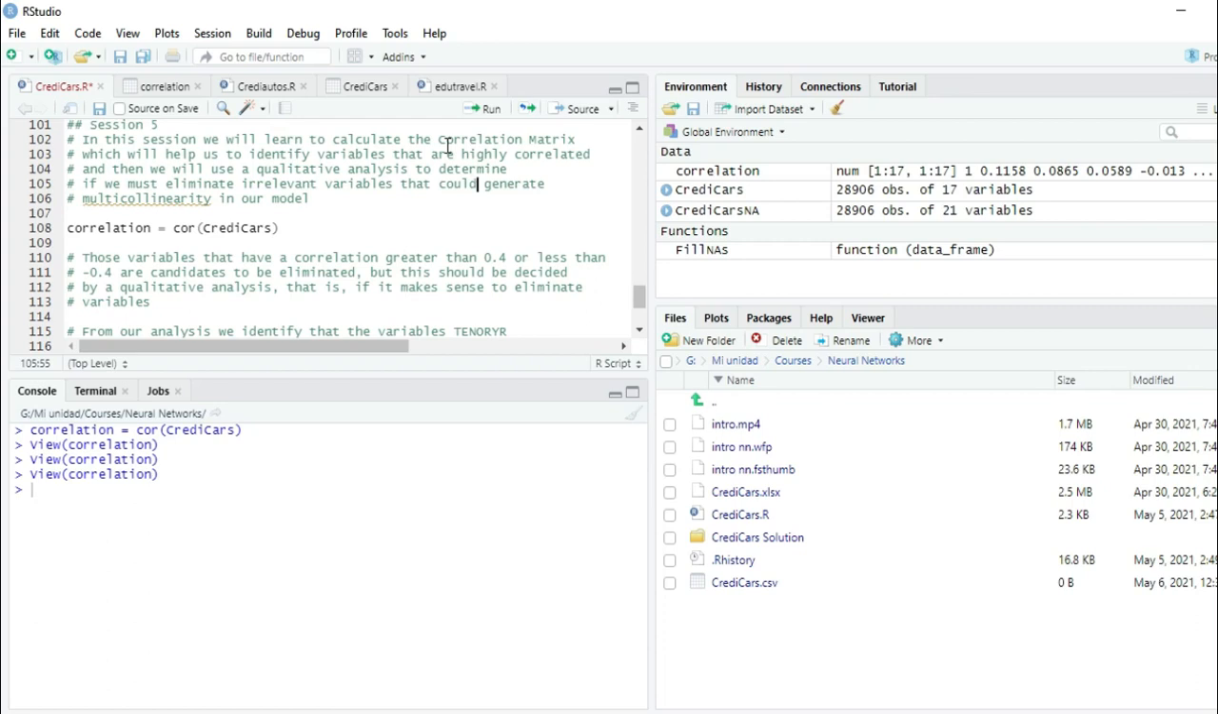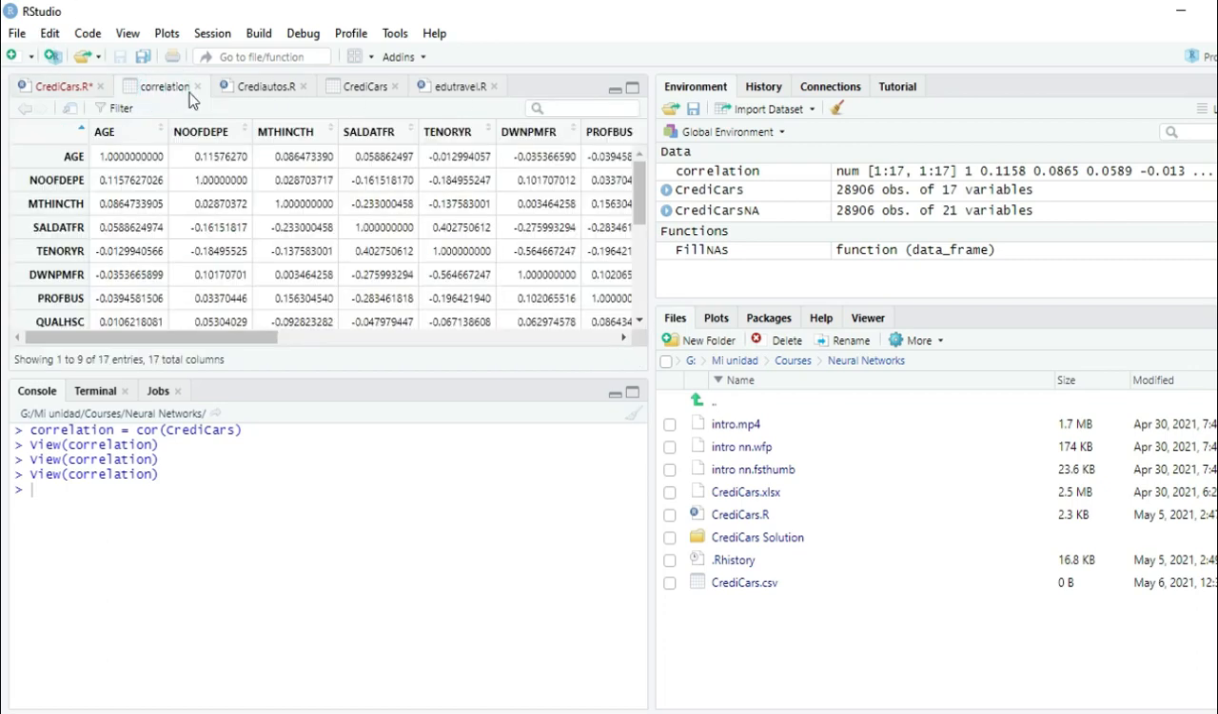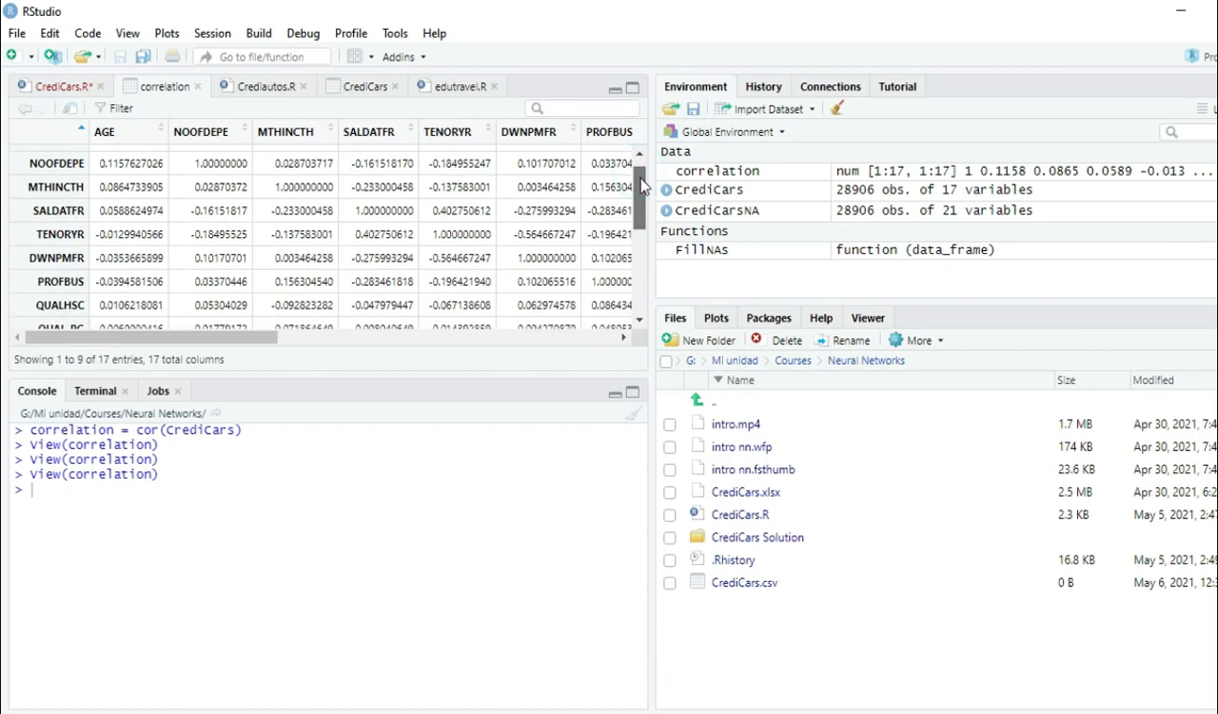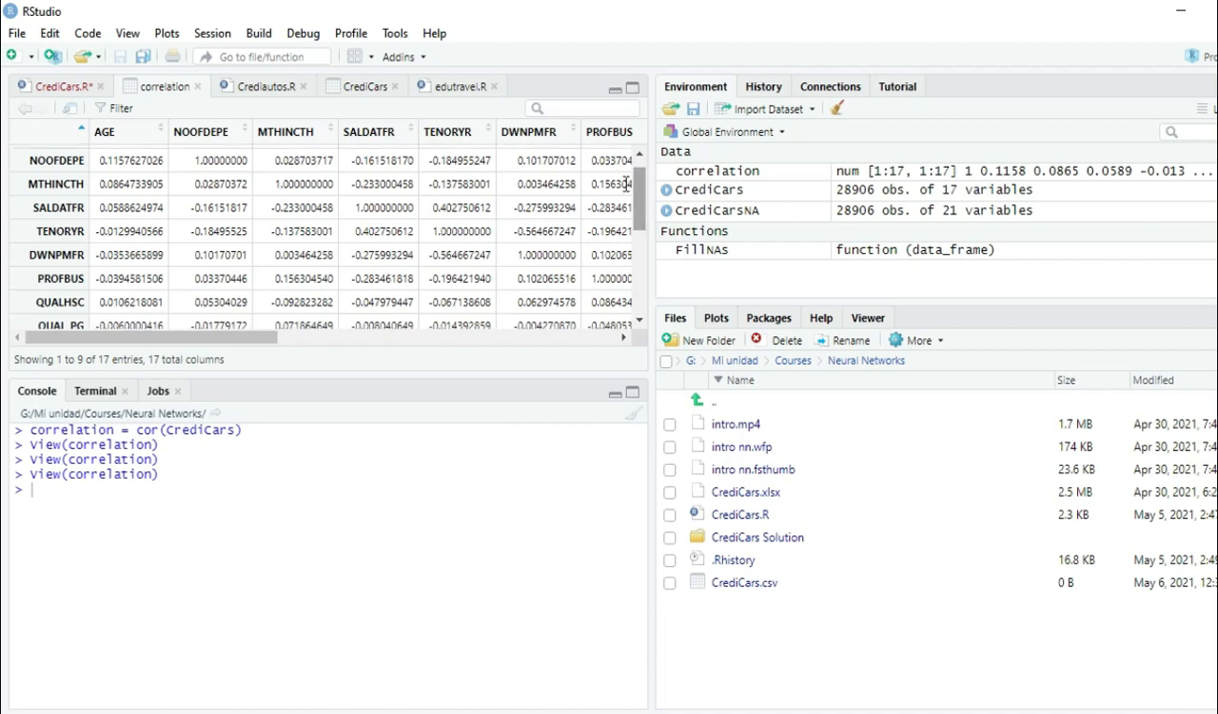But this elimination should be decided by a qualitative analysis. That is, if it makes sense to eliminate the variables. So we will look for those variables with a correlation higher or lower than 0.4 or minus 0.4. Obviously, I have done this already, and I know that there are two pairs of variables. The first one is the time of employment and the down payment fraction. And you could see here that they have a negative correlation of minus 0.56.